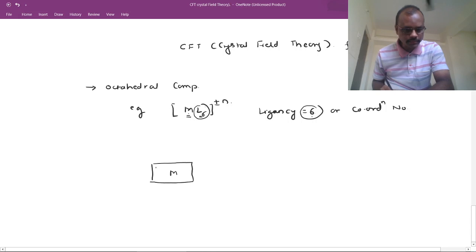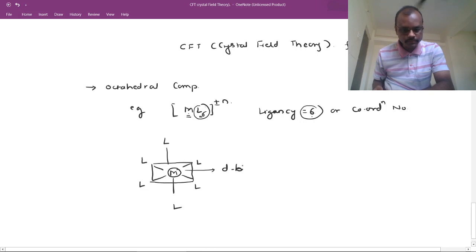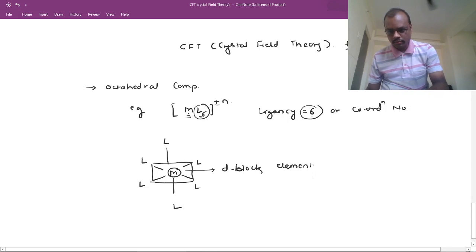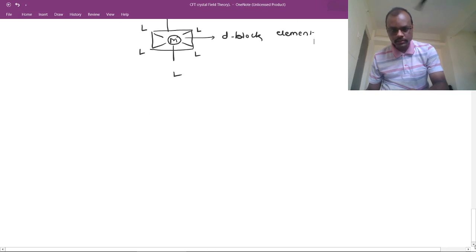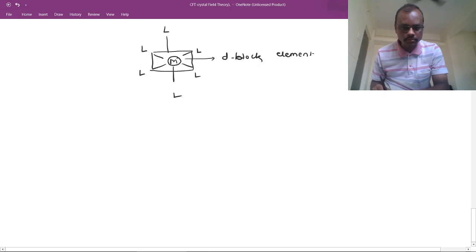Now the diagram of this complex is like this. This is the metal at the center, and these are ligands 1, 2, 3, 4, 5, 6. Now this metal is specially a d block element. And when we think about the metal in the coordination number, we have to think about the d orbital.